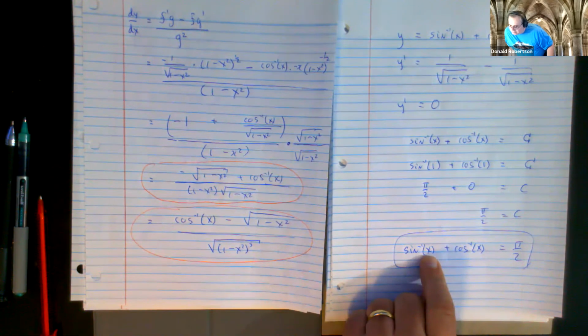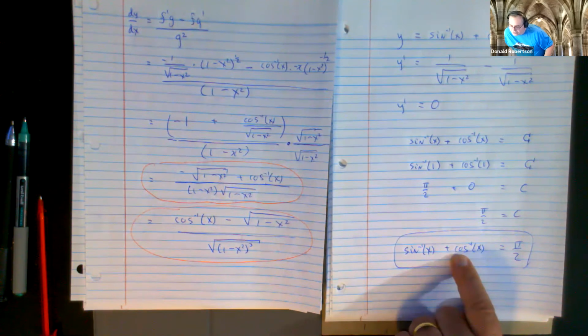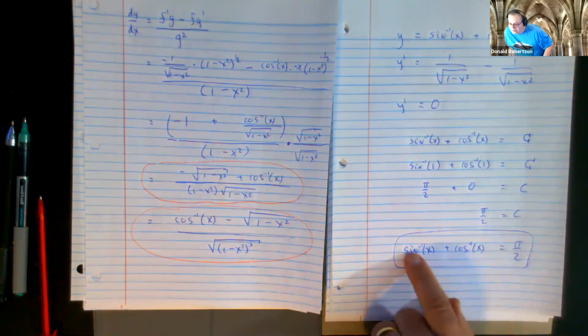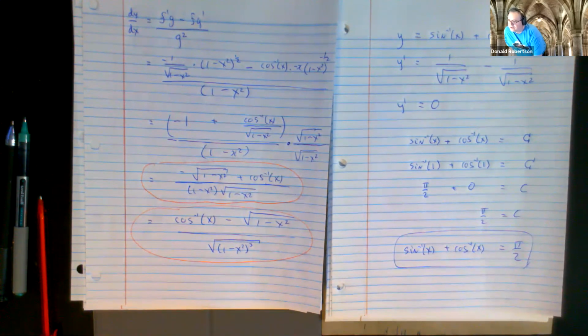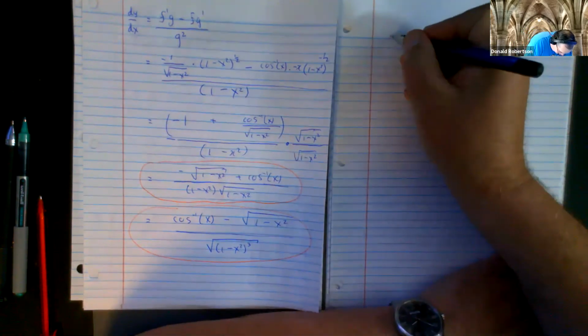You pick any number you like between -1 and 1, right? And you find the angle that would have a sine equal to that number, and the angle that would have a cosine equal to that number, and those two angles added up always come to 90 degrees. Pi upon 2. A little side issue. Let's do a chain rule.